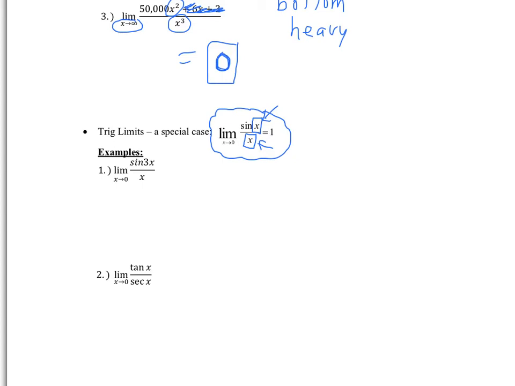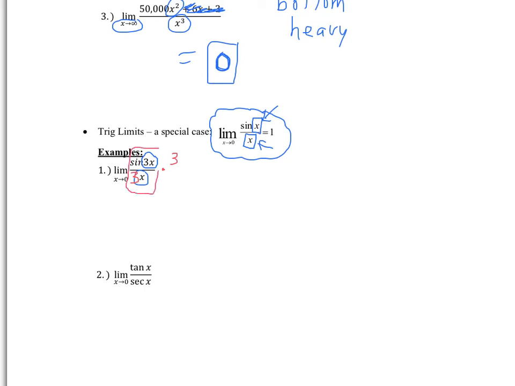In our first example here, notice that we have the sine of 3x over x as x approaches 0. Notice that we have a mismatch. That's a 3x and this is an x in the bottom. We have to make these equal in order for this rule to apply. So if we were to put a 3 down here, okay, I could balance this out by multiplying the numerator by 3. So technically I'm not changing the problem at all. Okay, because 3 divided by 3 would just be 1. We're multiplying by 1, so it's not changing anything.